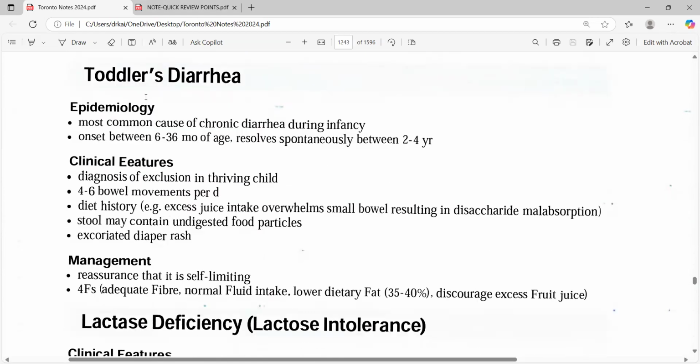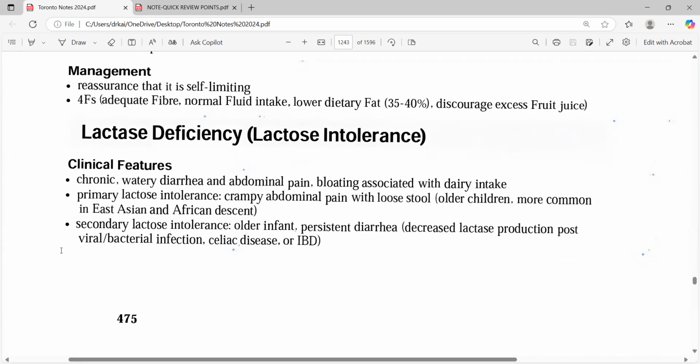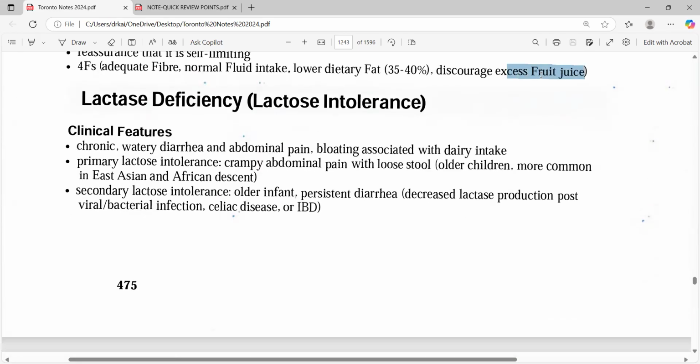Toddler diarrhea is sometimes given in the differential diagnosis, and you need to know it. It usually occurs at 6 to 36 months, when children start crawling and so on. In those cases, it's very common that they put things in the mouth. So what you are going to do is the 4 Fs: adequate fiber, normal fluid, low dietary fat, and discourage excess fruit juices. So don't forget about the fruit juice, okay? They can give you a scenario where the patient has extra fruit juice and has diarrhea. In that case, the counseling is mainly about the fruit juice.